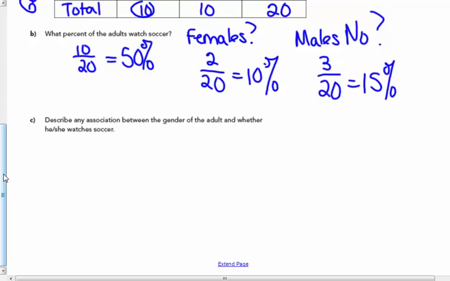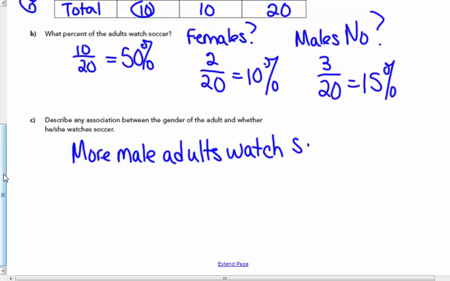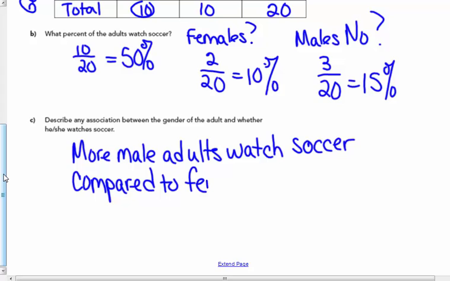Here I added a couple extra ones on. Describe any association between the gender of adult and whether he or she watches soccer. Well, obviously we can see that more male adults watch soccer. There were 8 of them compared to the 2 that were females. And we can finish that with "compared to female adults." That's a conclusion I can make from this chart.